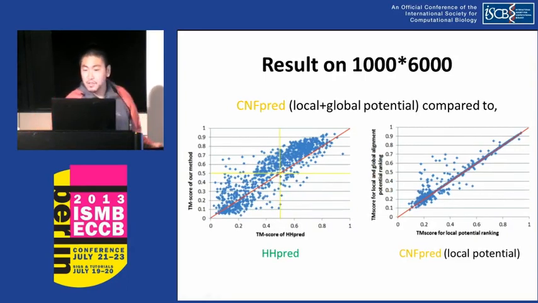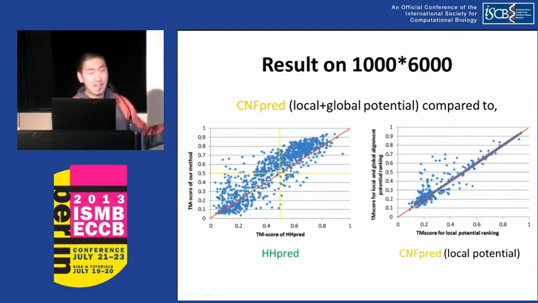Here we move to the result on the 1000 times 6000 data set. Here 6000 is actually the PDB 25 data set, in which each pair shares no more than 25 percent sequence identity. The 1000 are randomly picked sequences from this set, and we do the threading for each one against the 6000, excluding itself, of course. And then this is the result for the top hits.